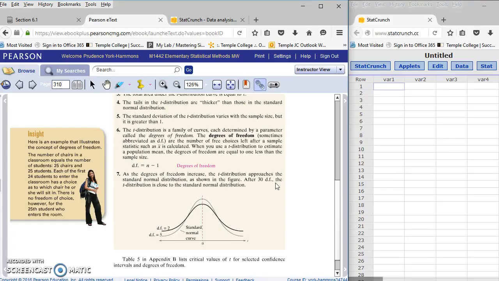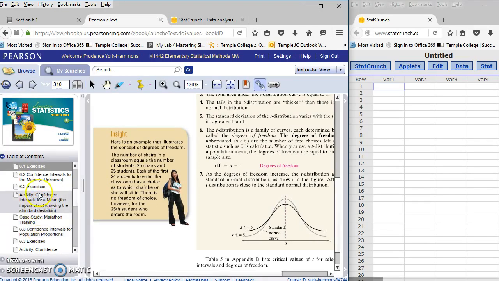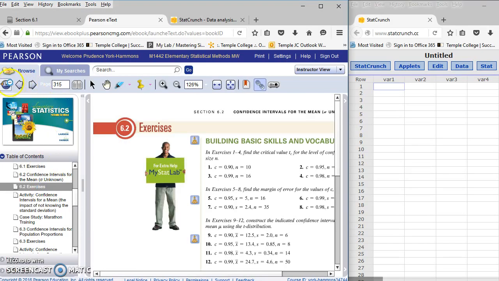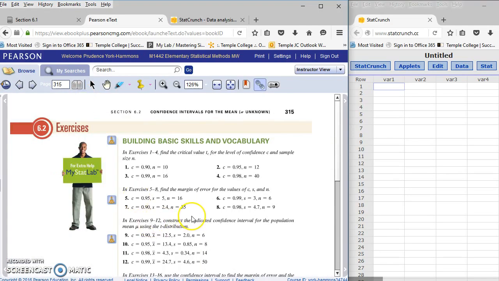But for today, we're going to work problems that require us to find critical values of T associated with various levels of confidence and then confidence intervals. So I'm going to go ahead and look at some exercises in 6.2. We're going to find the critical value T sub C for the level of confidence and sample size n.